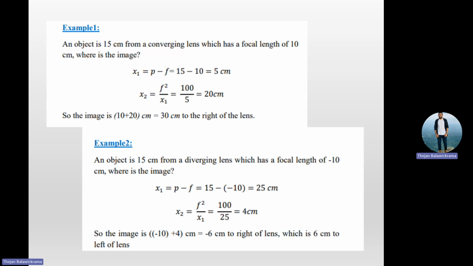So our x1 is equal to P minus f. P is 15, f is 10. So our x1 is 5 centimeters. The focal length is 10 centimeters, so 10 squared is equal to 5 into x2.